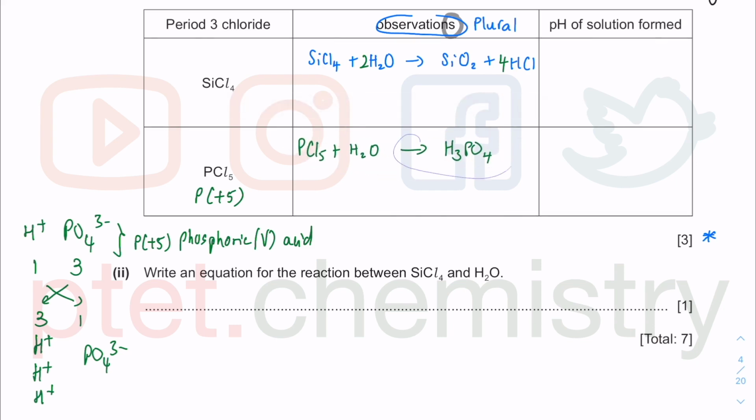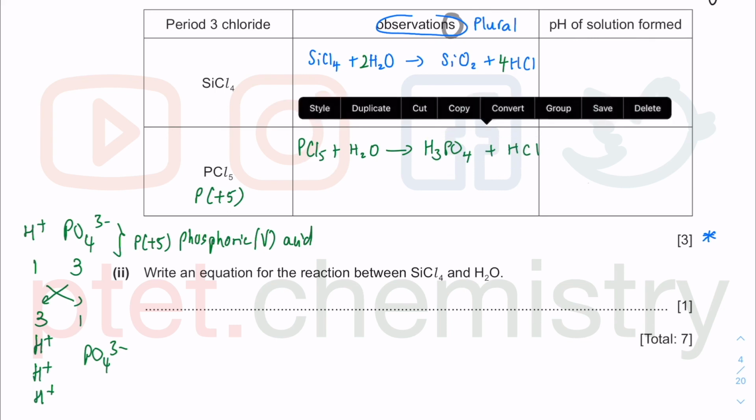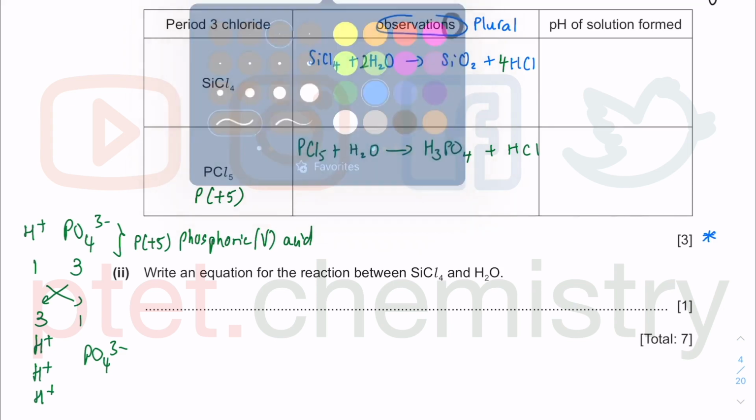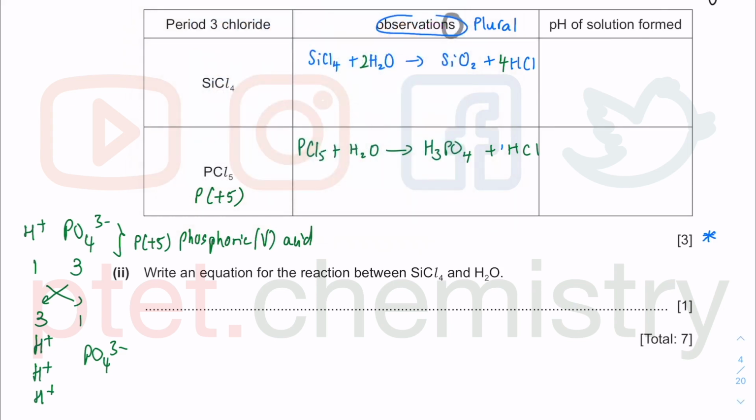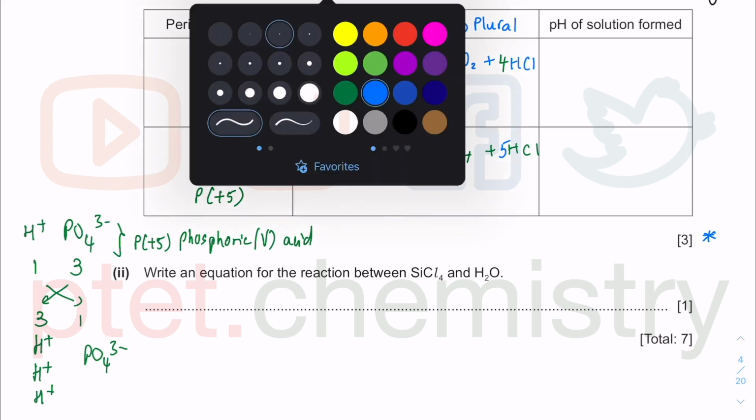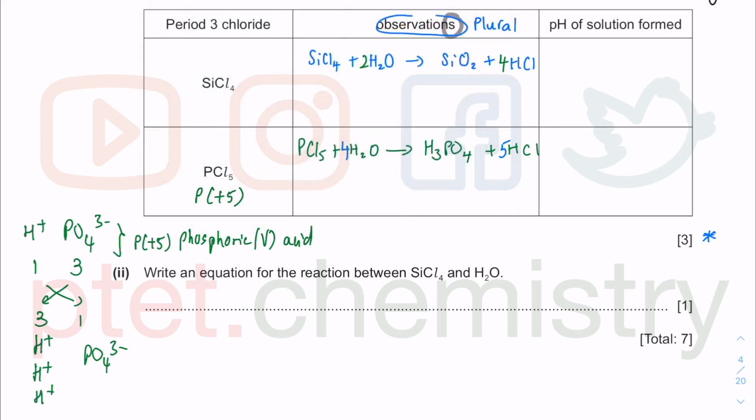The only way you can balance it is if you actually produce HCl as well. And also we have to get how many phosphorus. So phosphorus is fine, but we need 5 HCl. And having said that, we need 8 hydrogen, which is 4 H2O. That's how the 4 oxygen come from. And this equation is balanced. They're asking for observations rather than equations, so be very careful.